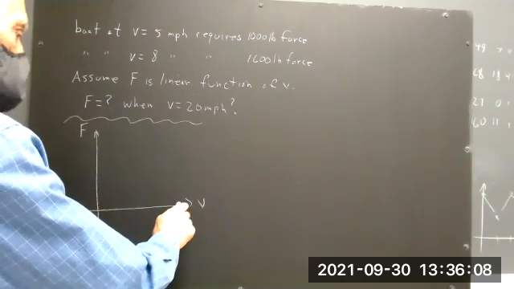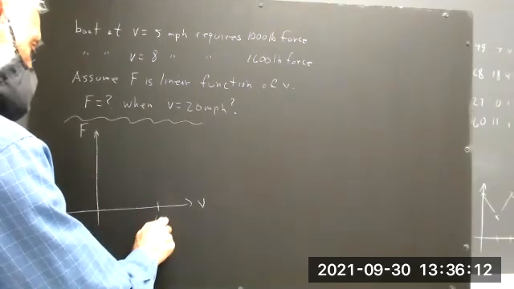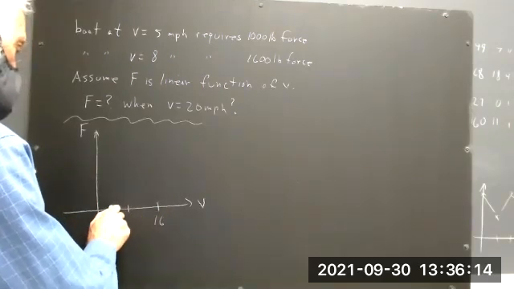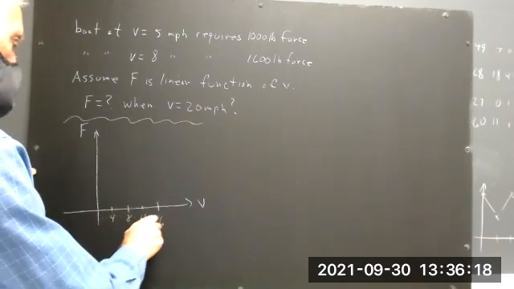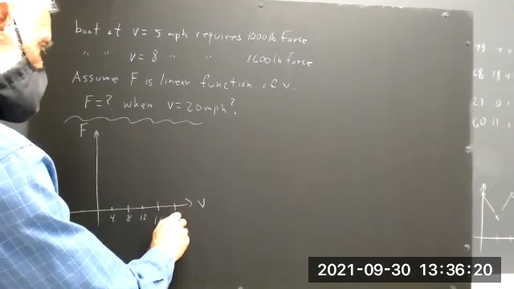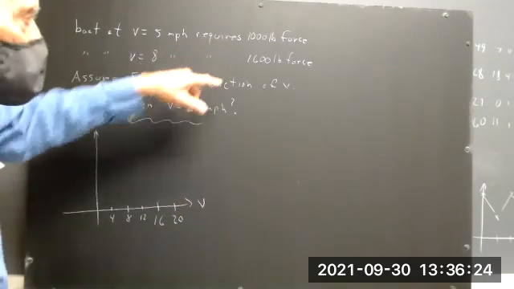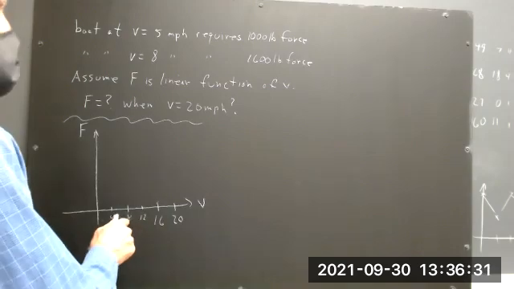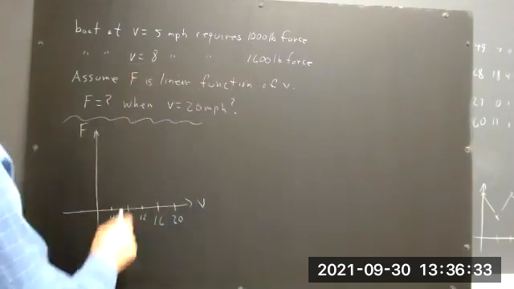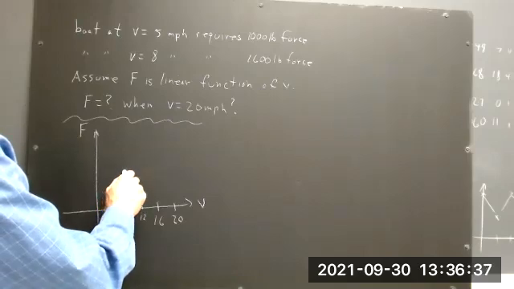If you want velocity to go up to 40 miles an hour, go up to 16 here. Do 8, 4, 12. And then 20 will be equally spaced for that. My forces are 1,000 and 1,600. Well, I'm going to want 1,600 pounds to go with V equals 8. So let's just do that. I'm going to have a point like here.